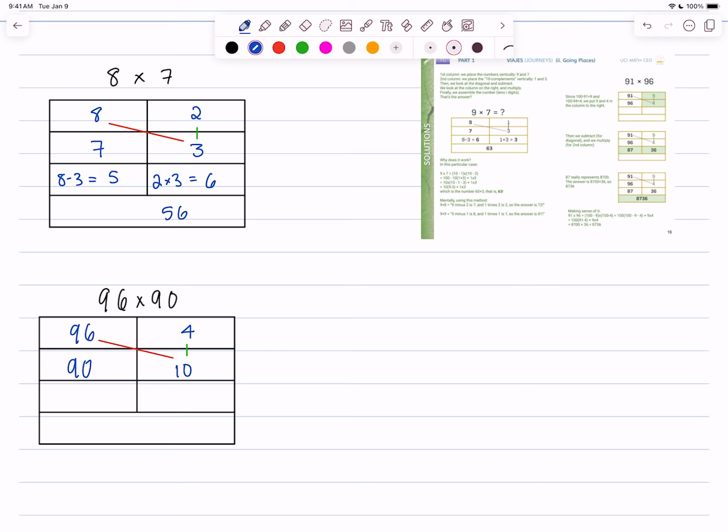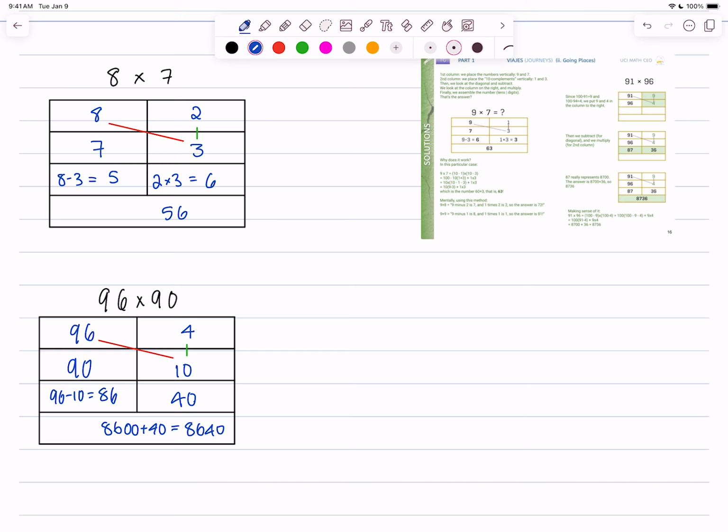Okay, red line means subtract. So we have 96 minus 10, that gets me 86. And the green line means multiply, so 4 times 10, which is 40. And now, because we are doing the deficits from 100, this 86 is in the hundreds category. So it's like 8600. I would write that as 86 hundreds plus what's in the ones category, 40. That gets me 8640, which if you do this on a calculator, is the number you get. I'm pretty sure I checked before the video.